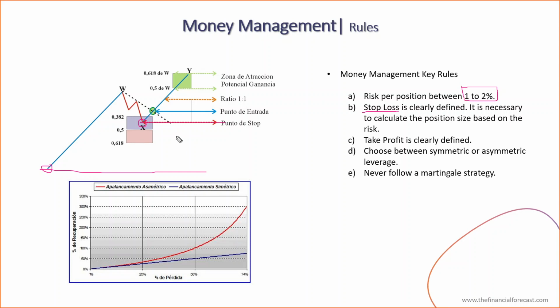Okay, that's why these are really key areas where you can place a stop loss. Take profit, we saw it before. These areas: 0.5, 0.618, equal waves, extensions. Yeah, we have different levels where we can take profit.